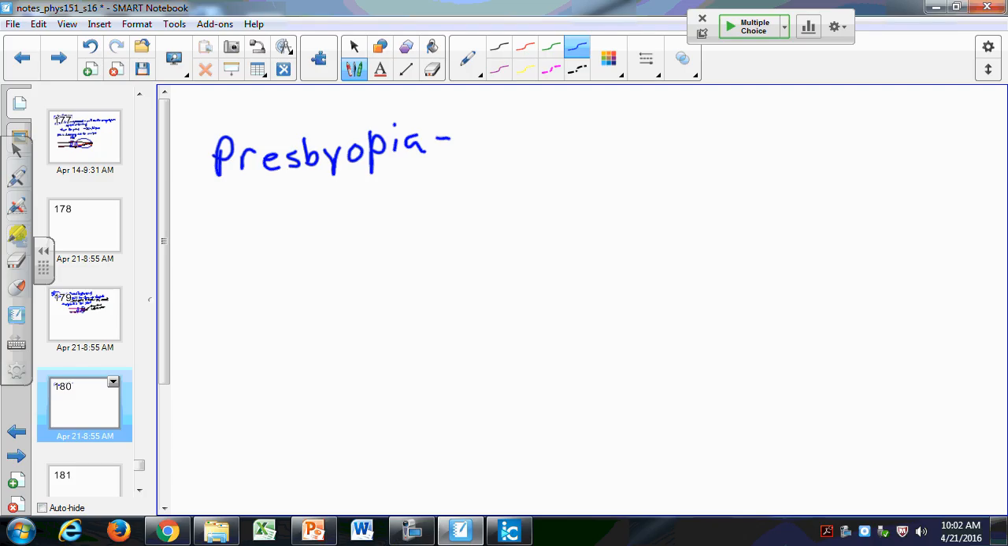For old people, are they nearsighted or farsighted? When you get old, what do you do? Right, they're farsighted. So old people, is that bad to call them old people? No, okay, they're old. All right, so they're farsighted. As you get older, the lens just is not as good. So the lens loses its flexibility.